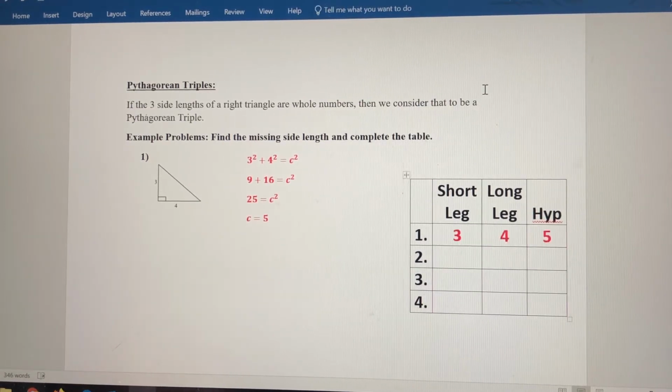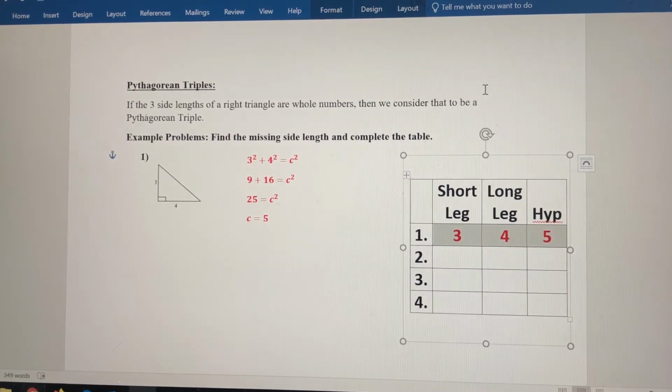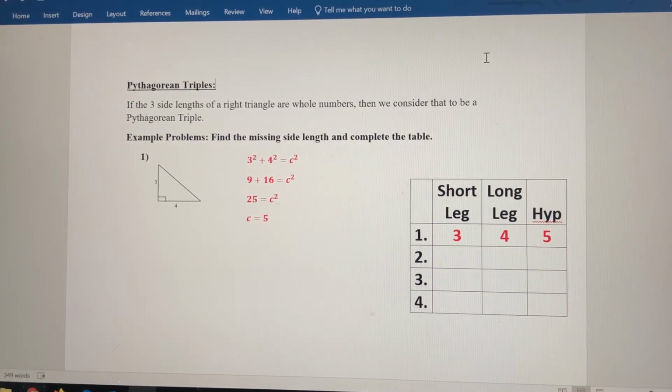So let's add that to the table, and that's a Pythagorean triple because all three side lengths are whole numbers. So 3, 4, 5. Now, if you were to double the size of that triangle, in terms of doubling all the side lengths, that's going to be a Pythagorean triple as well. So if you double the 3, you get 6. If you double the 4, you get 8. If you double the 5, you get 10. So the 3, 4, 5 is the most basic of those Pythagorean triples, but 6, 8, 10 would also be a Pythagorean triple. That's twice the side lengths of this most basic one, 3, 4, 5.